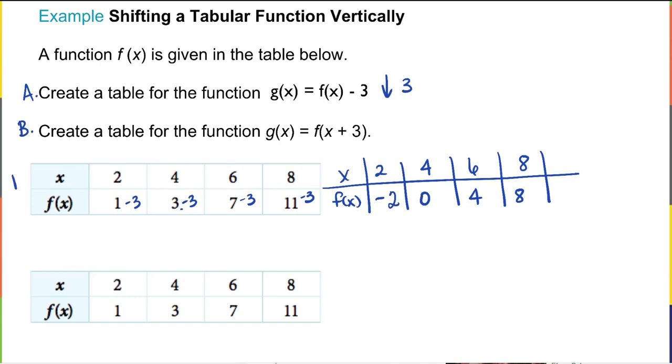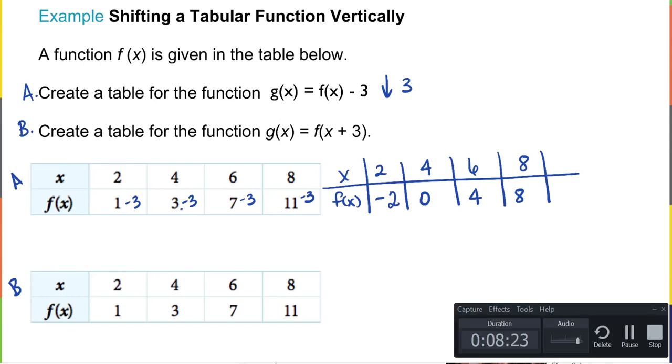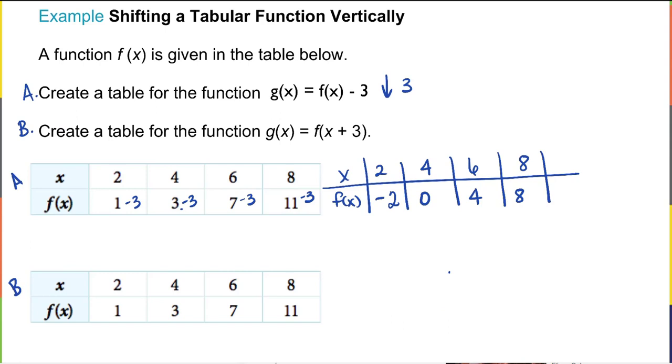Alright, so that was part A. Now let's do part B. Okay, so for this one, we have f of x plus 3. And remember, the formula is x minus h. So h in this case would be negative 3. Because we're subtracting negative 3, h would be negative 3. So we're going to subtract 3 from all the x's.